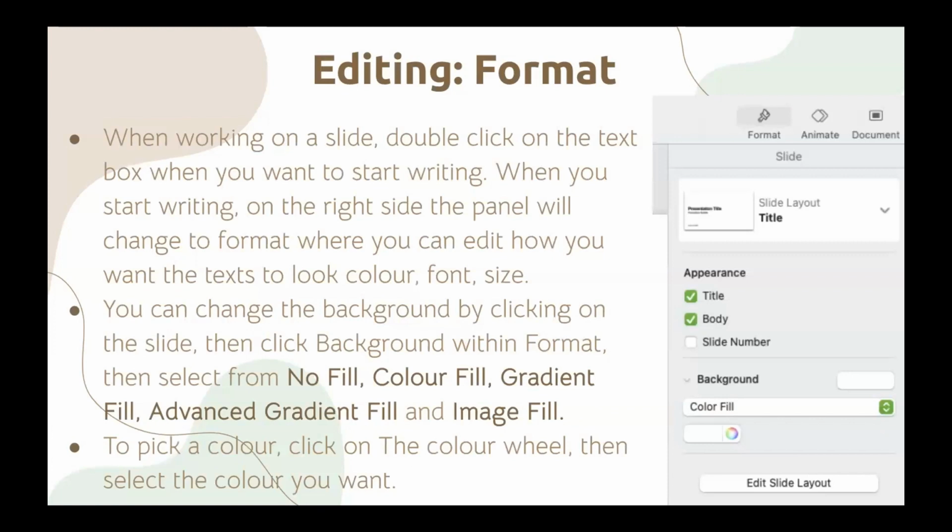So editing format. When working on a slide, double click on the text box when you want to start writing. When you start writing, on the right side, the panel will change to format where you can edit how you want the text to look: color, font, size. You can change the background by clicking on the slide, then clicking background within format. Then select from no fill, color fill, gradient fill, advanced gradient fill, and image fill. To pick a color, click on the color wheel, then select the color you want.